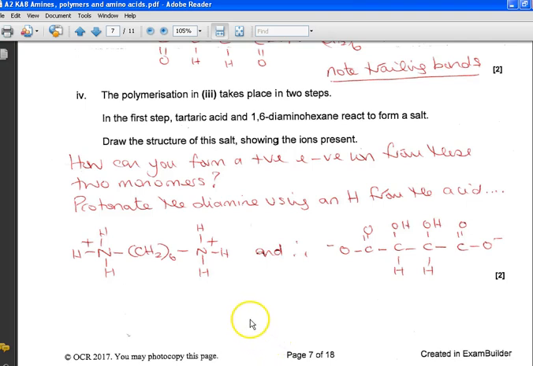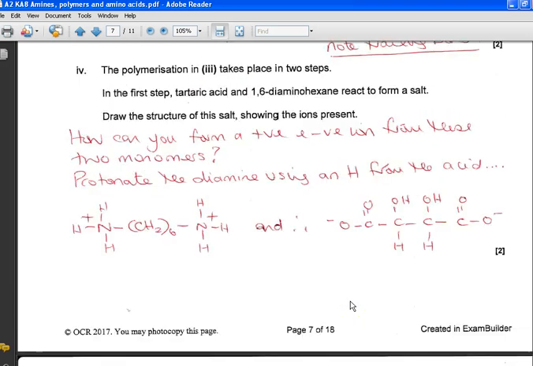Yeah, and the obvious way to me, maybe not so obvious to you, is to protonate your nitrogen from the acid group. Take the hydrogen off there, protonate it, and you've got a positive ion and negative ion. Okay. So you've got to apply some chemistry knowledge here.